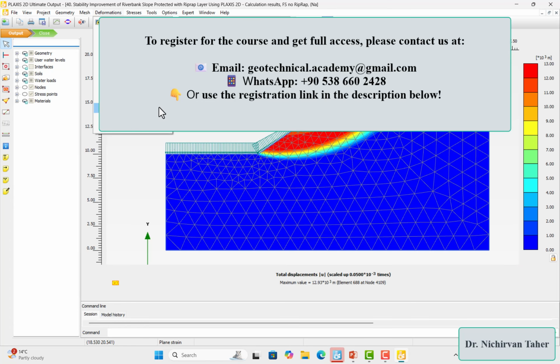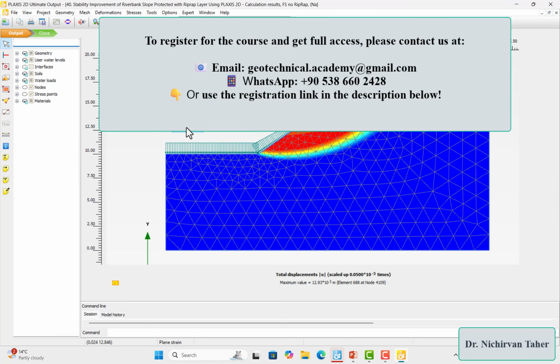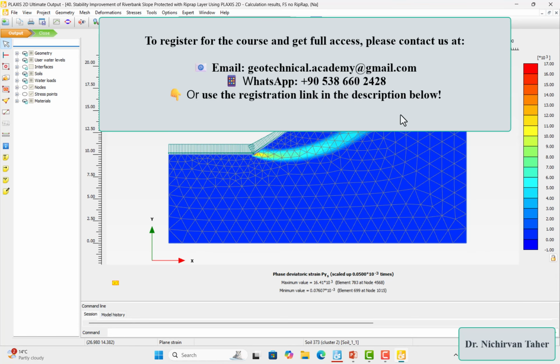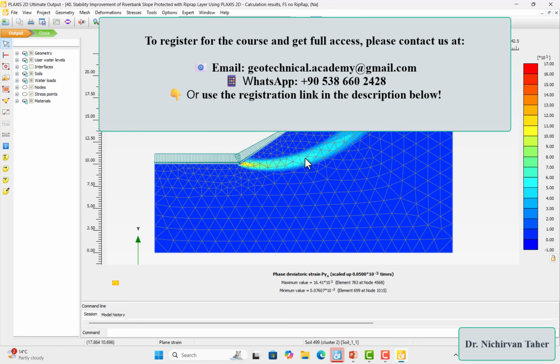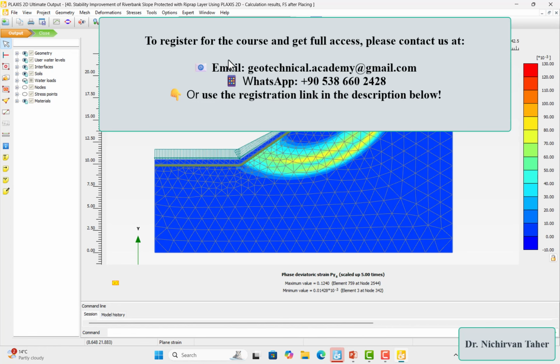and also we can check the deviatoric stress. As we can see, this shows the most critical failure surface after placing one layer of riprap, and this one is before placing riprap, and this one after placing one layer of riprap.